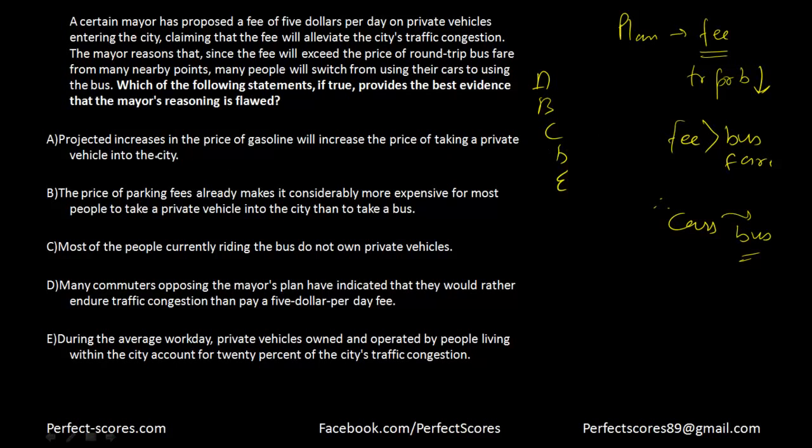Let's go to option A. It says projected increases in the price of gasoline will increase the price of taking a private vehicle into the city. Now this information may weaken it, may strengthen it, but it has nothing, absolutely nothing to do with the fee of $5 which is being levied. So that means A is totally irrelevant.